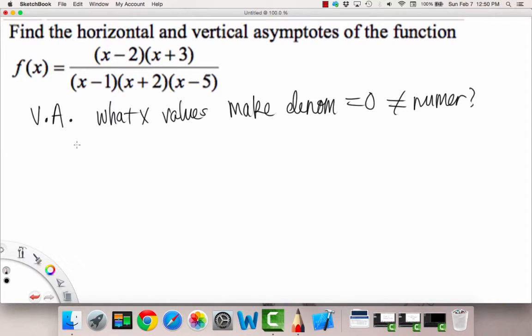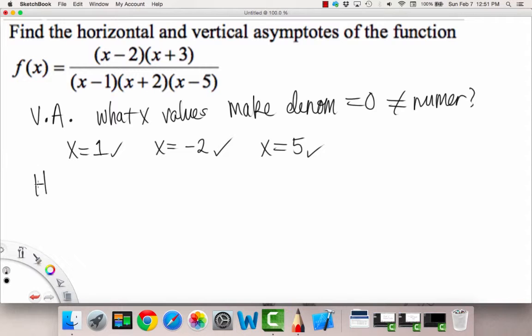So in order to find that, we just say, okay, so for the denominator to be 0, we could have x equals 1, and then we just check. Does that make the top equal 0? No. So that's a good one. How about x equals negative 2? If we were to plug a negative 2 into the top, that wouldn't equal 0, so we're good there. And x equals 5. If you plug that into the top, that does not equal 0 either. Okay, so we're good there. So those are our vertical asymptotes.